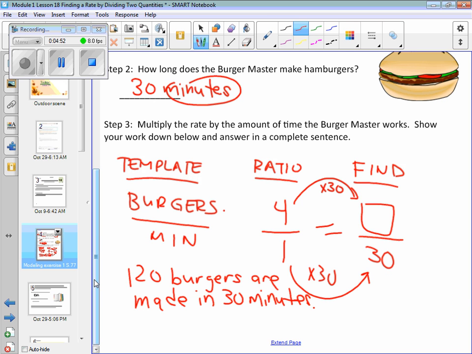Template ratio find. All 3 pieces are worth point values if I give a test. So let's say the whole thing is worth 8 points. If you give me a template, you get 2 points for the template. You get 2 points for the given ratio. You get 2 points for the find ratio. And you get 2 points for putting it in a complete sentence.